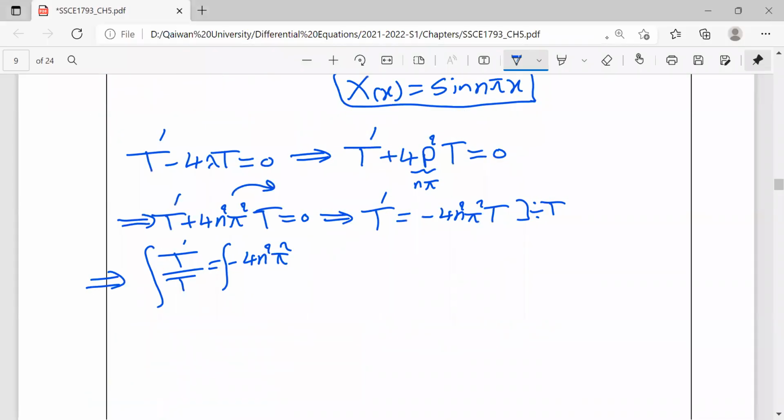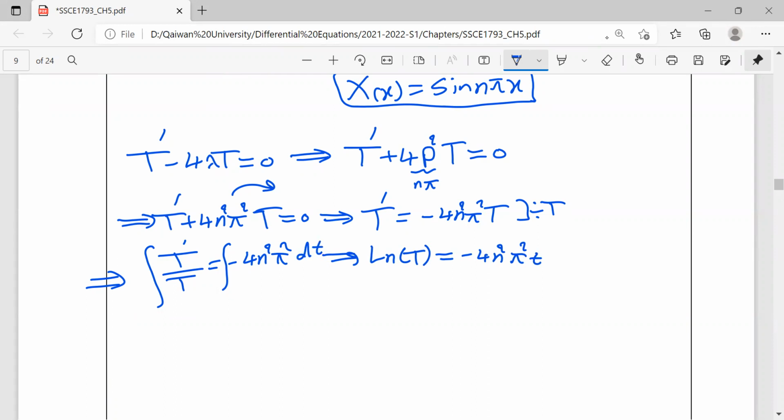And here we take the integration for both sides. Integration for the left hand side is ln t. And integration for the right hand side is -4 n squared pi squared t, because we take the integration with respect to t.